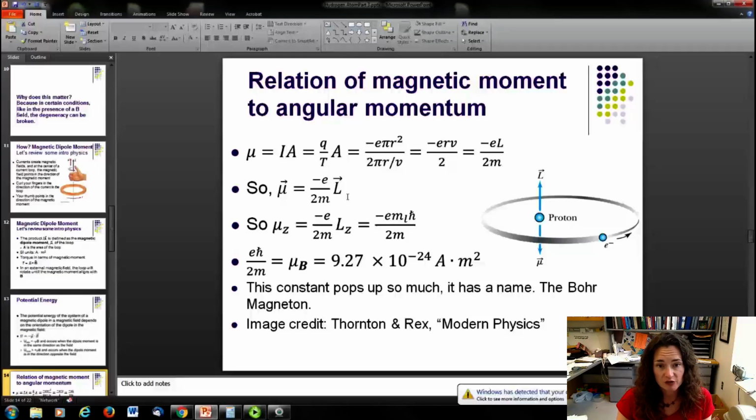Now, if you want to take the z component of both sides, then you end up with Lz, and mu z on the left-hand side. And remember that Lz we defined as m sub L times h bar, so you can plug in for that. So the z component of our magnetic dipole moment is minus e m sub L h bar over 2m. All right, so there we have it. Now, the m sub L will pull out. Let's look for a second at this constant, e h bar over 2m. Here, m is the mass of our electron. This constant pops up so much that it has been given a name. It's called the Bohr magneton. And the value of e h bar over 2m is 9.27 times 10 to the minus 24 amps meters squared. So when you put it in SI units, that's your value.